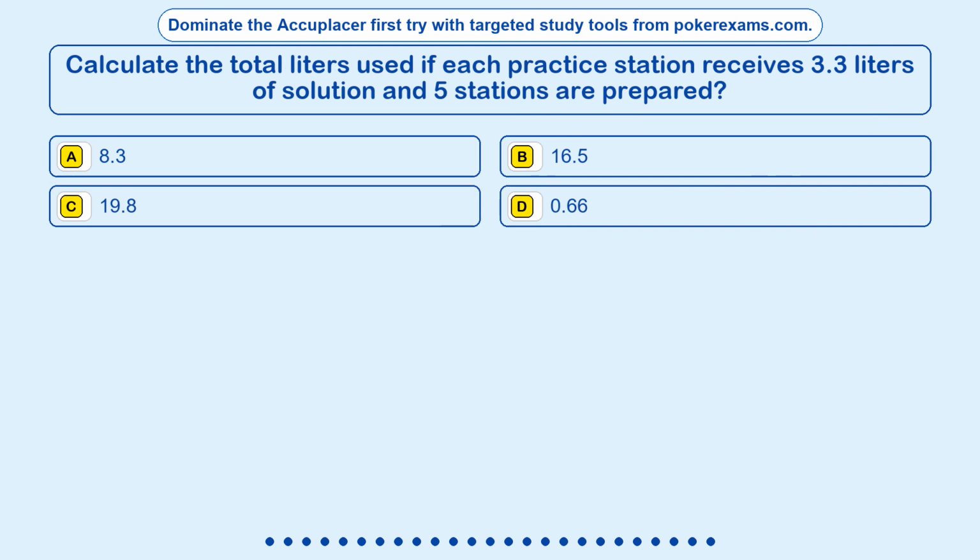Question 3. Calculate the total liters used if each practice station receives 3.3 liters of solution and 5 stations are prepared. Option A, 8.3. Option B, 16.5. Option C, 19.8. Option D, 0.66.